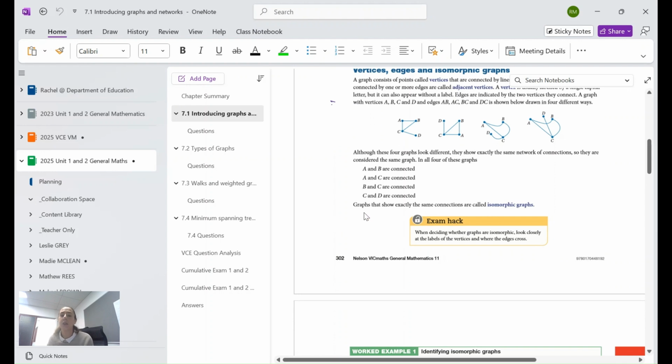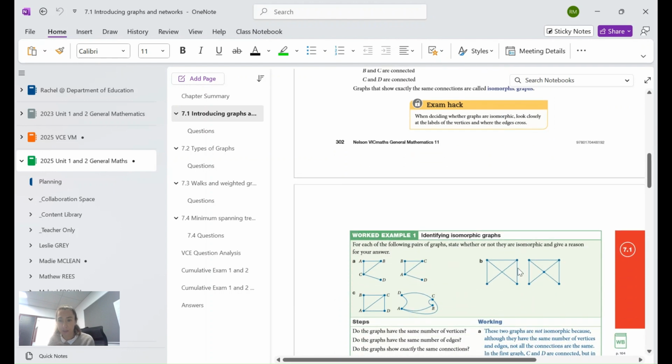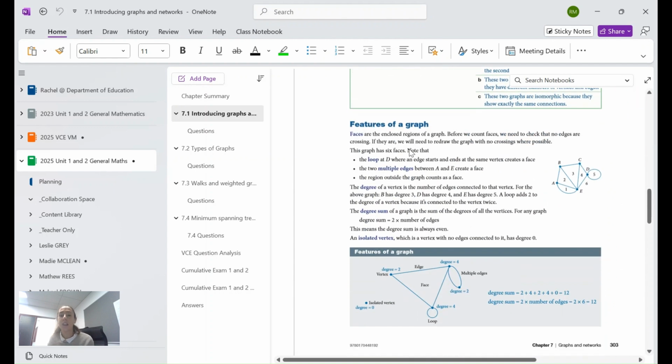If we have graphs that show exactly the same connections, they are isomorphic. So they may look different, but they are displaying the same information. They are isomorphic.